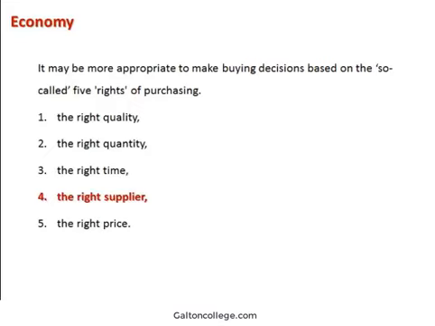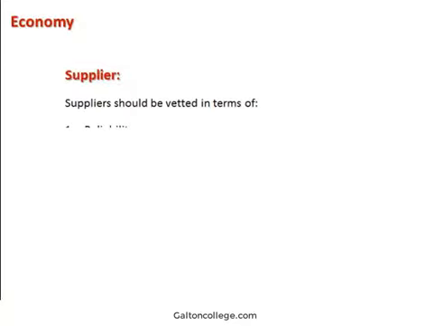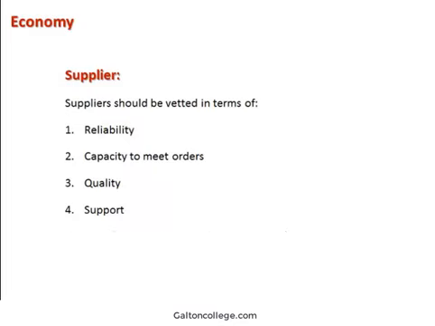Now, the right supplier. Suppliers should be vetted in terms of reliability, capacity to meet orders, quality, support, and price. So suppliers need to be reliable. They need to be able to get the orders when promised and deliver the orders when promised. They must have the capacity to meet the orders. Whatever the size of the order, they should have the capacity to meet it.